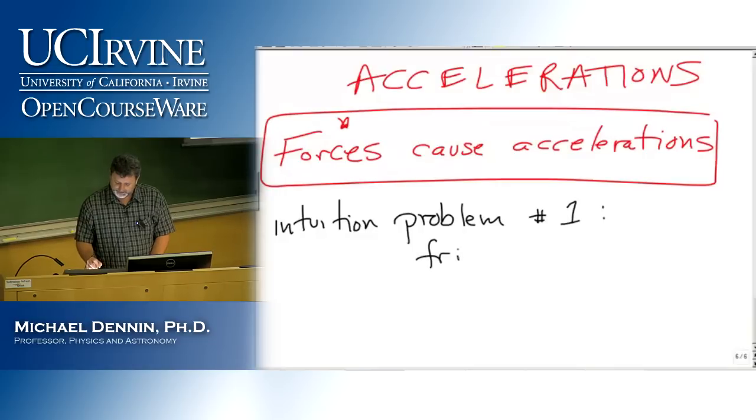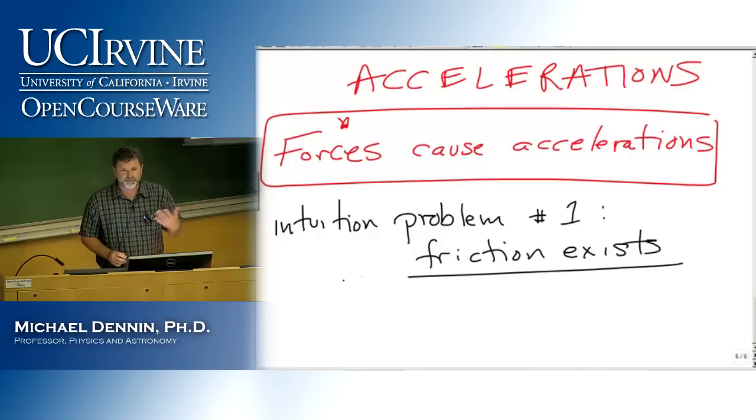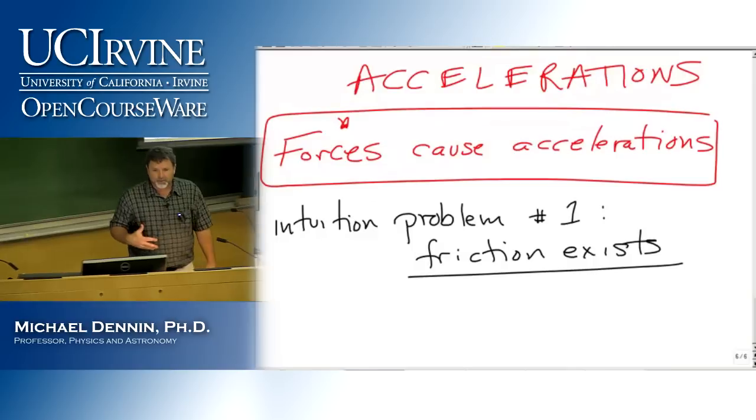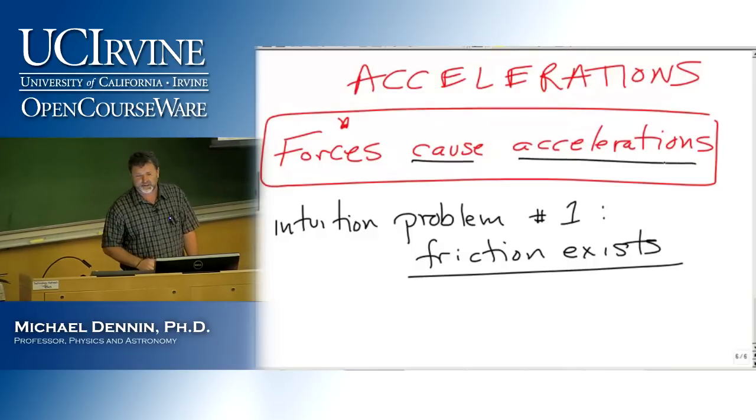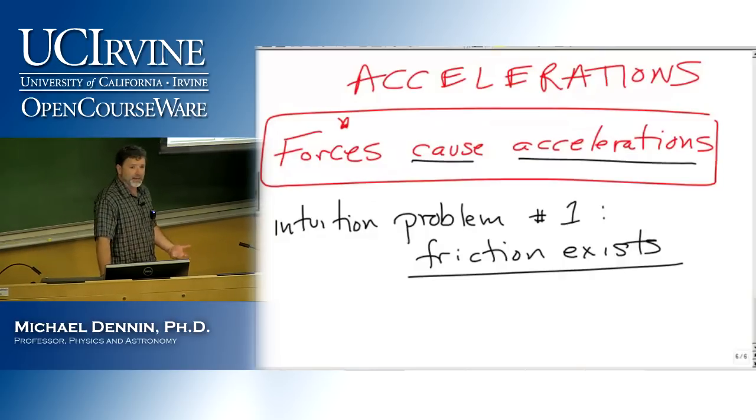And it goes back to what I listed before. Friction exists. Air resistance exists. Gravity exists. There's lots of interactions you don't necessarily see, and they are forces, and they do cause changes in velocity or accelerations. So you have to keep that in mind.